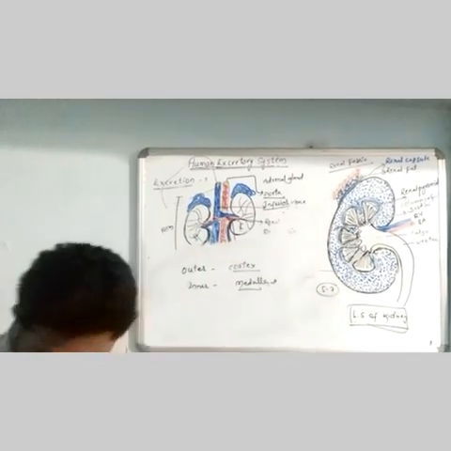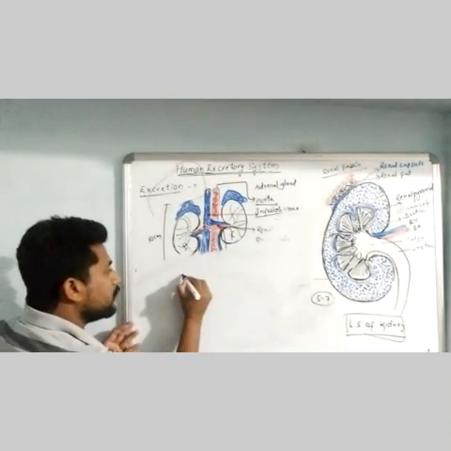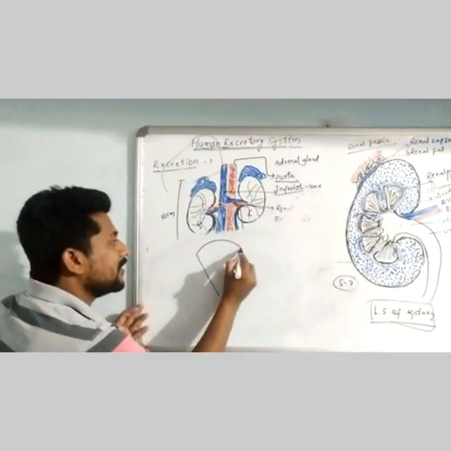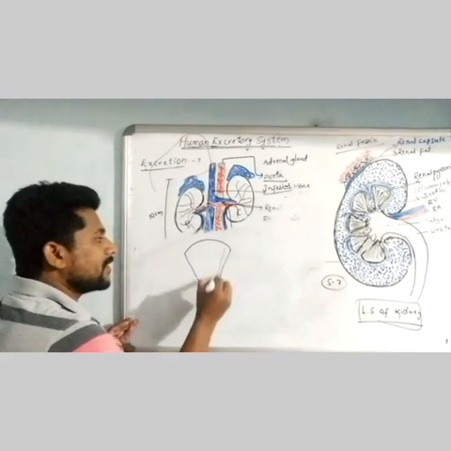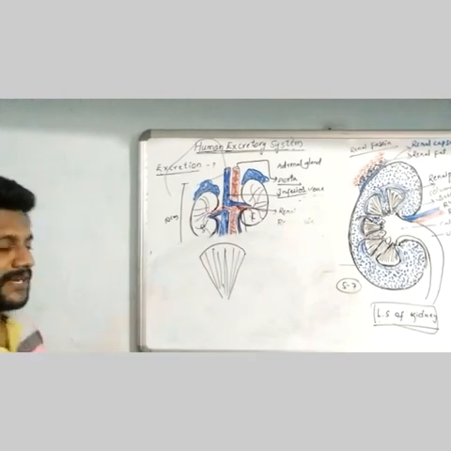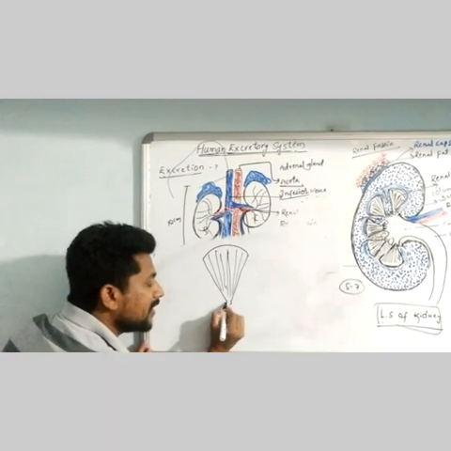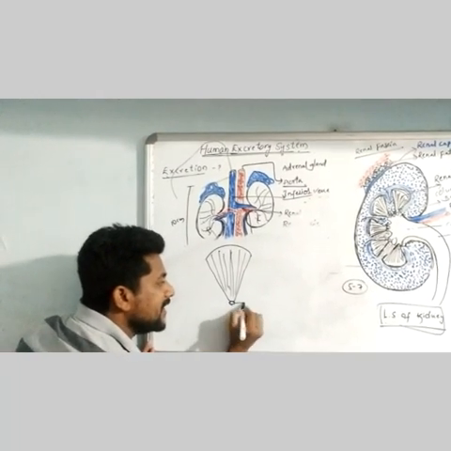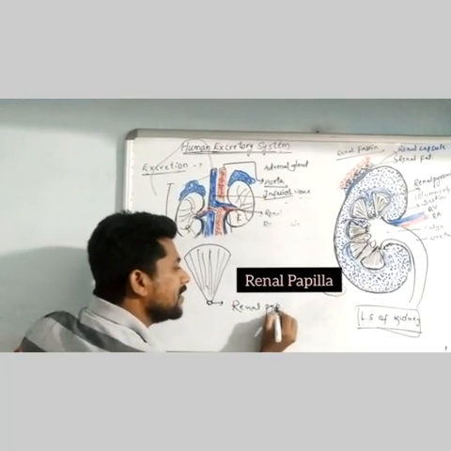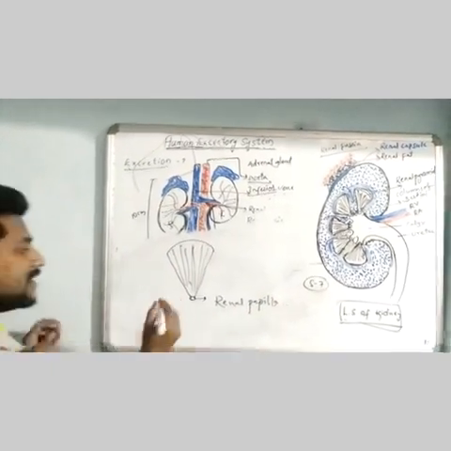Okay, so let's see the diagram. See here, for example, this is one pyramid. All the nephrons present in each pyramid, through all the collecting ducts, finally open into a minute pore. This minute pore is known as the renal papilla, papillae or papilla. So it is an opening.